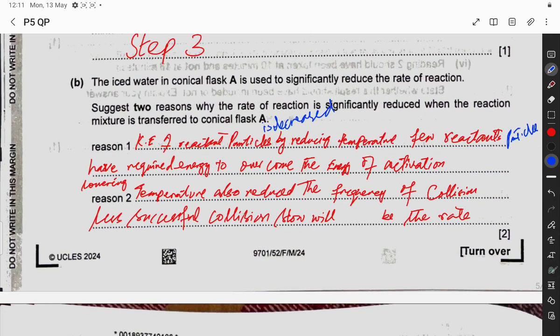Reason 2, lowering the temperature also reduces the frequency of collision. Less successful collision, slow will be the rate of reaction.